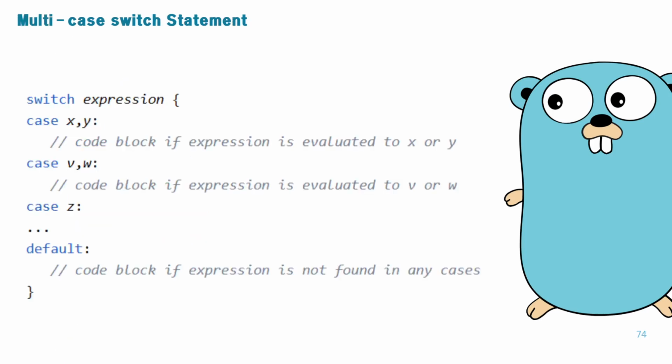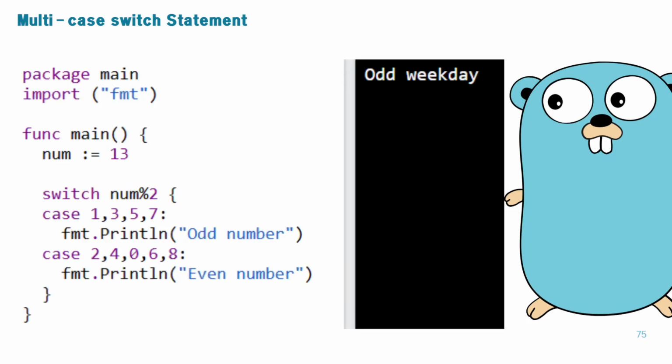Multi-case switch statement is basically where we can match multiple case values with the same expression. So here we have values x and y. If any of these values matches with the expression, then we will execute that code block.